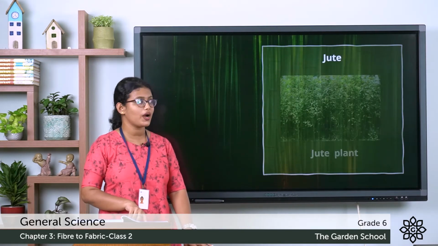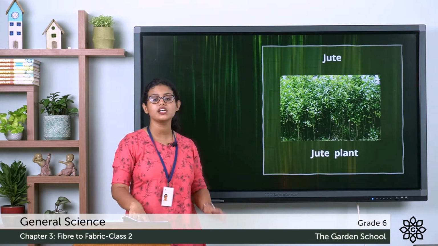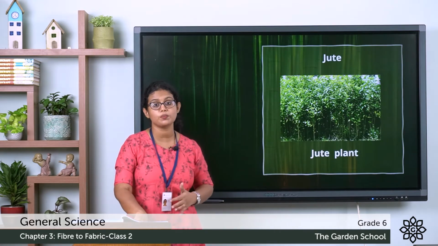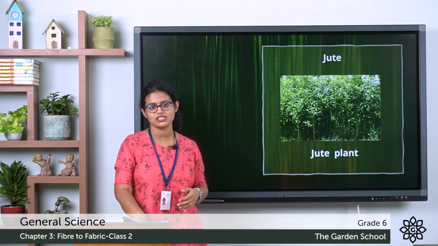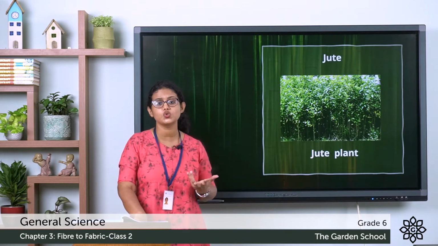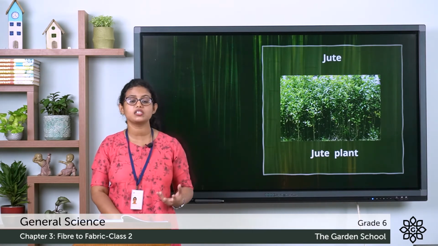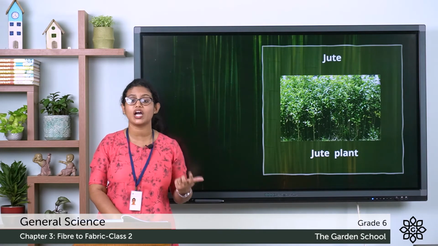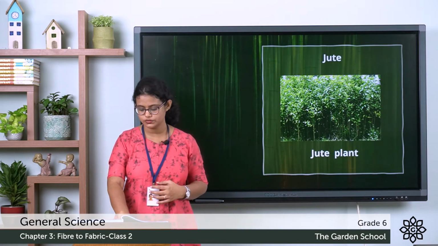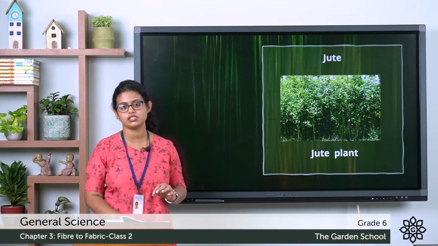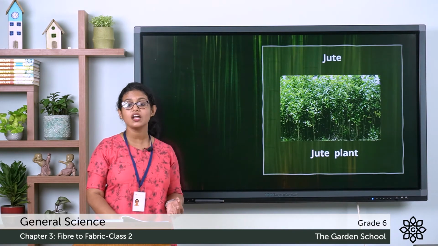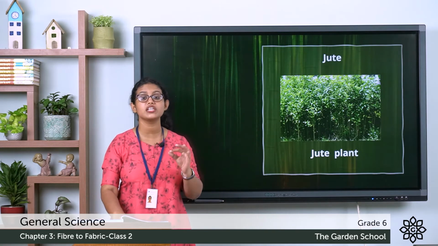Which is the next one? The next one is jute. So jute is obtained from which plant? That is the jute plant. And do you know where these jute plants grow? These plants mainly grow in India, China and Bangladesh. Jute plants are cultivated during rainy season and they are harvested at the flowering stage.